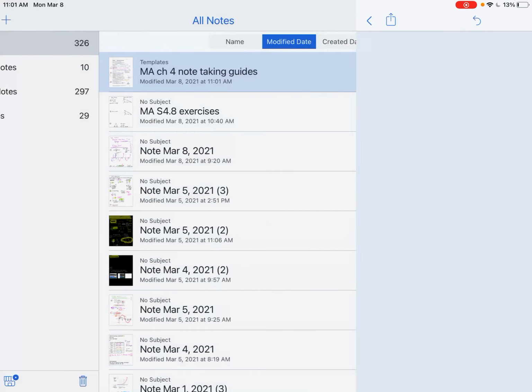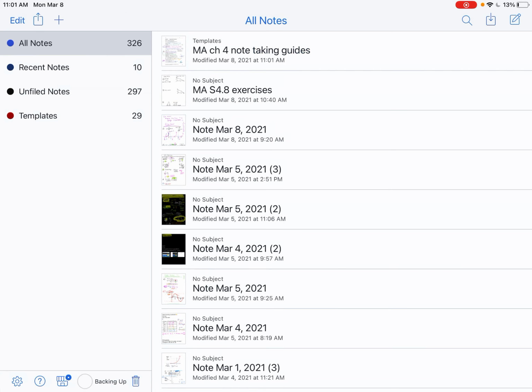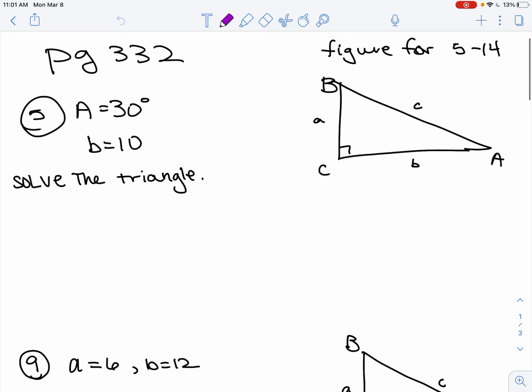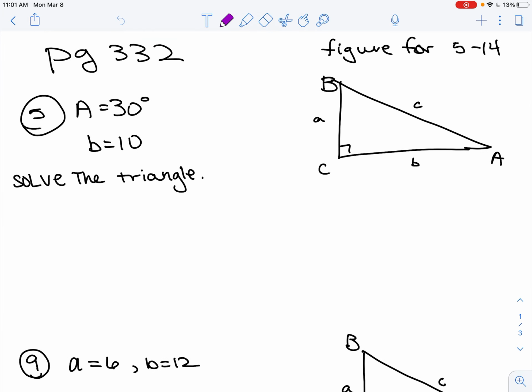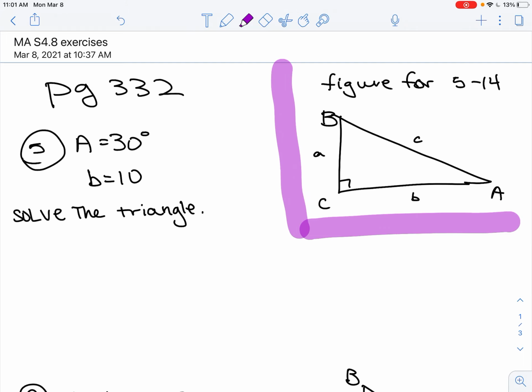If we go ahead and go to some exercises for section 8, this is part of your assignment. So this is going to be in your notes, but it's also part of your assignment. So if you want to just go ahead and start your assignment for section 4.8, this is great. Number 5 is your first one. If you want to pause here and set up your paper, that's fine. They say use this figure for the problems for numbers 5 through 14.